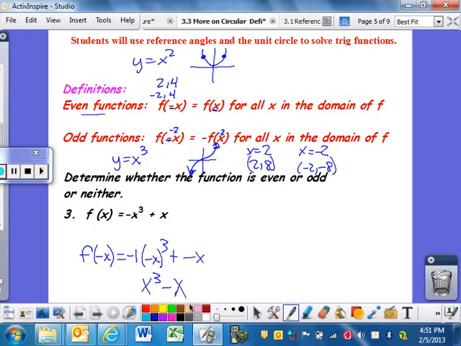Okay, and odd just means you would take your answer and change the sign. Did I change the sign? Yes, so this would actually be a definition of an odd function.